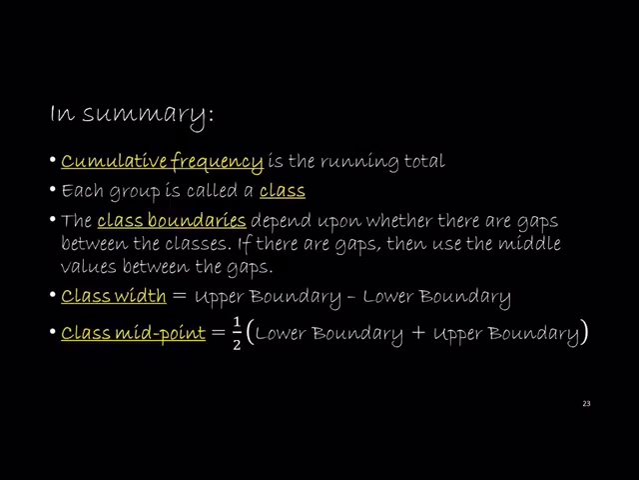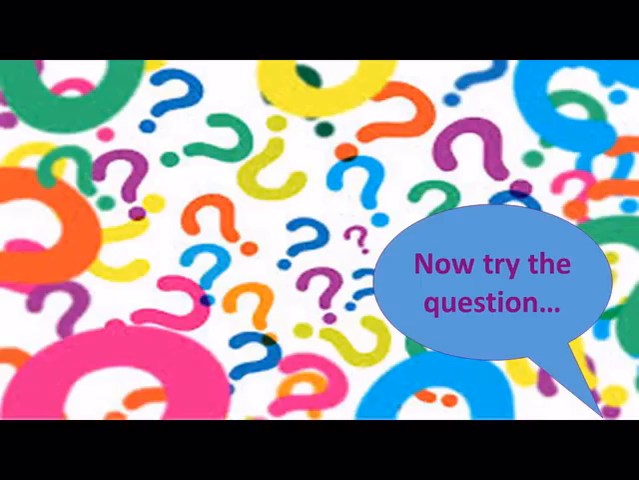So in summary, cumulative frequency is the running total. Each group is called a class. The class boundaries depend upon whether there are gaps between the classes. If there are gaps, then use the middle values between the gaps. Class width equals upper boundary minus lower boundary, and class midpoint is the mean of the lower and upper boundary, so that's lower boundary plus upper boundary divided by 2. Now try the question.